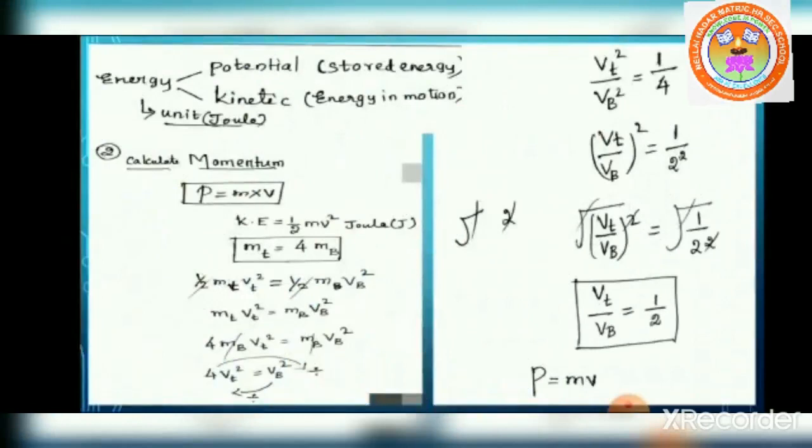So now we understood energy is classified into two types, potential energy and kinetic energy. What is the meaning of potential energy? That is stored energy. Kinetic energy is energy in motion. So what is the unit of energy? Joule.